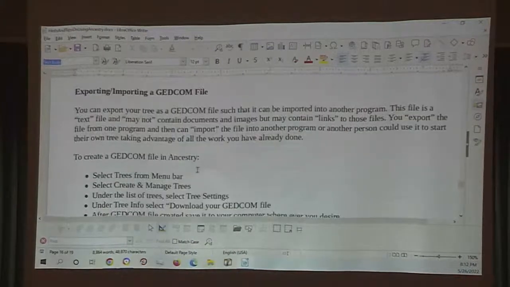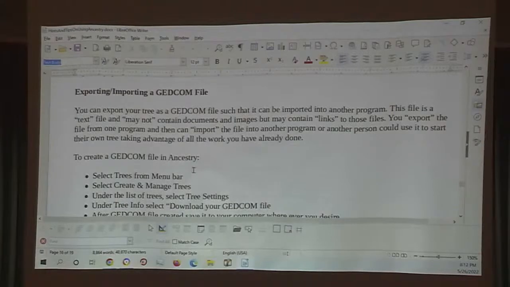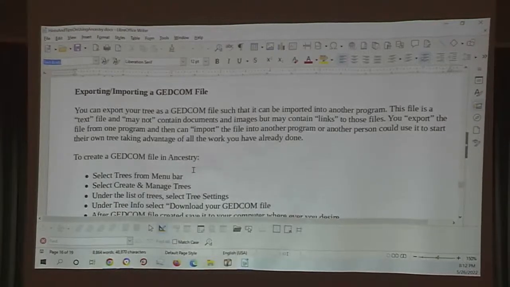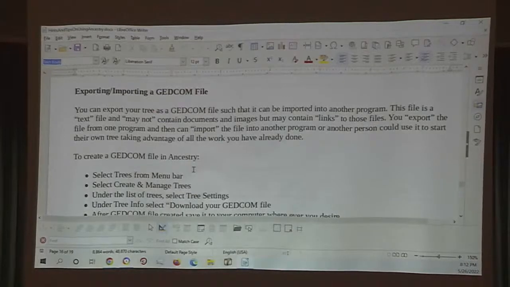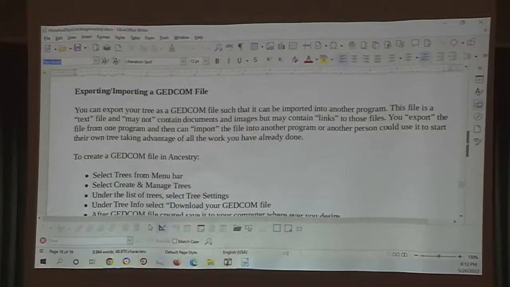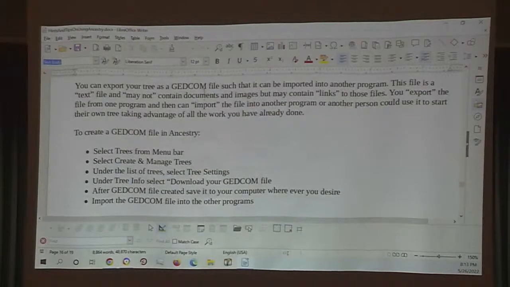Like when Velma decides she wants to do a tree, I will create a GED file and then let her daughter import it into her tree, give her a start, right? So she doesn't have to retype everything. They can just import my tree and then delete what they don't want in it.